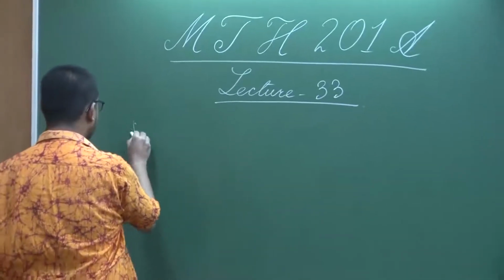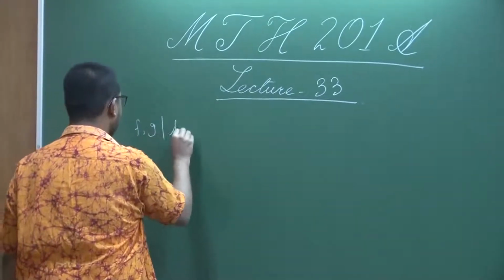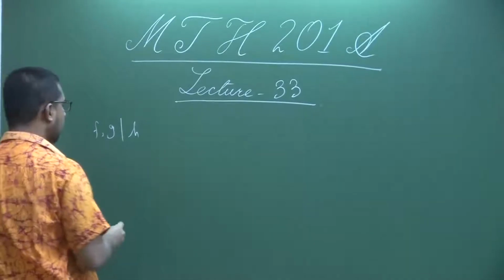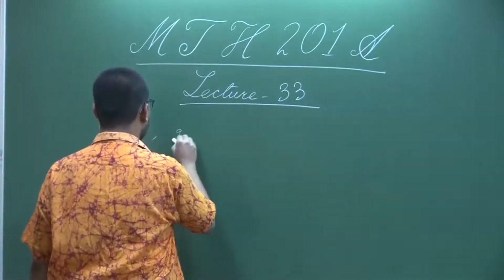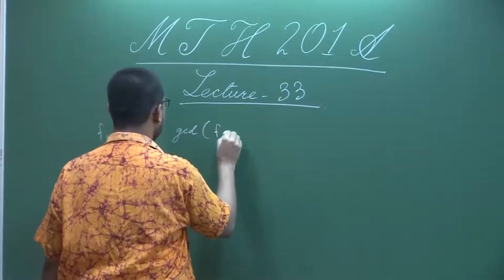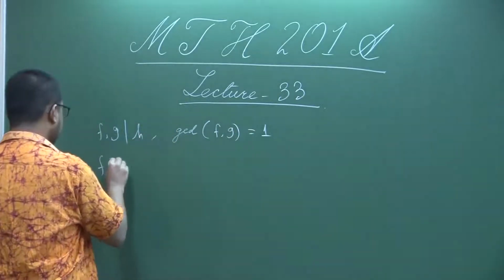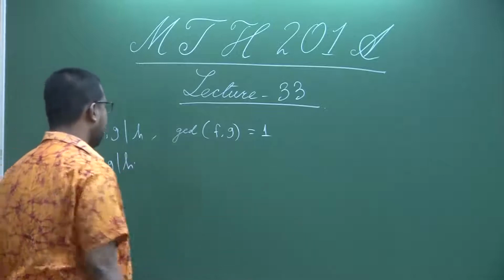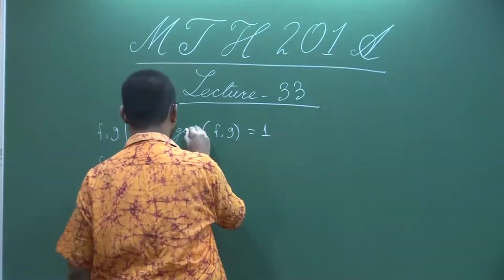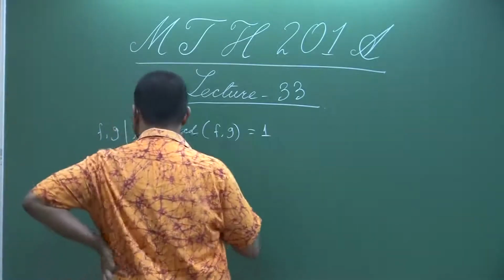So, the statement was, suppose f and g both divide h, all of these are polynomials in a single variable, and the GCD of f and g is 1, then fg divides h. That is actually easy to prove. In fact, I was almost on the track, but then somehow missed the main point.